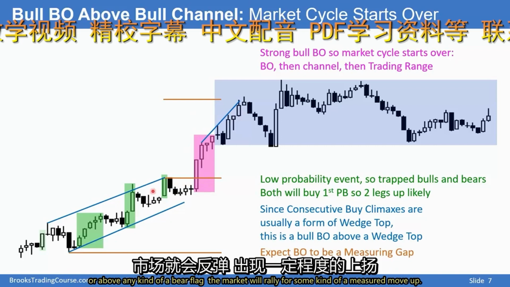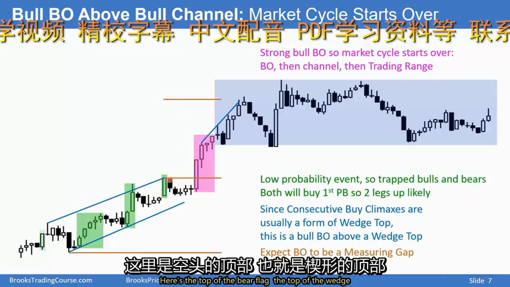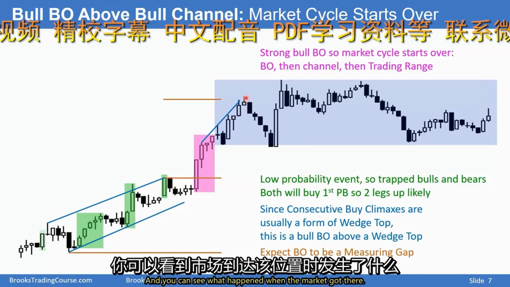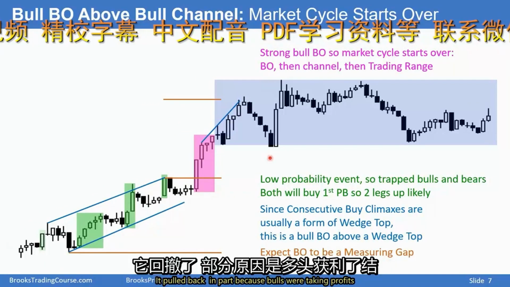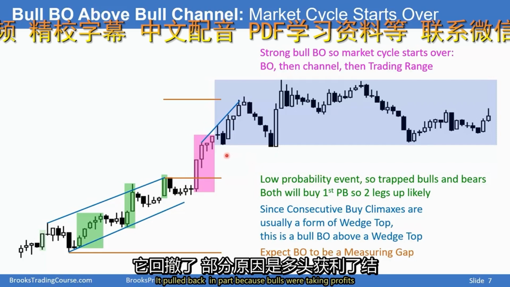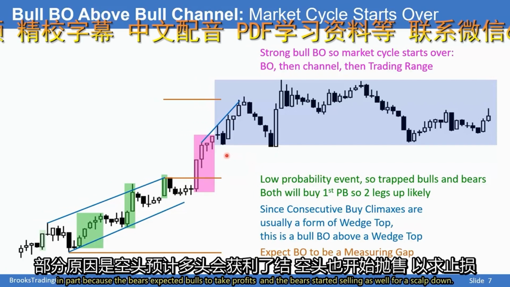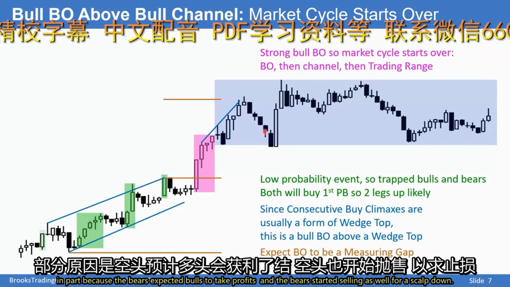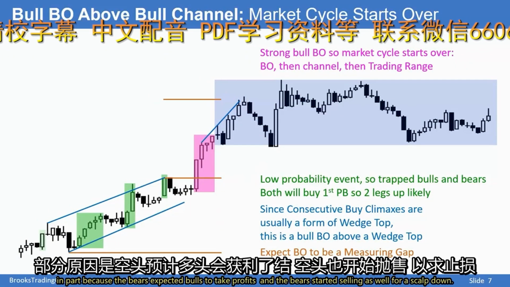Here's the top of the bear flag, the top of the wedge, and this is a measured move. And you can see what happened when the market got there. It pulled back, in part because bulls were taking profits, in part because the bears expected bulls to take profits, and the bears started selling as well for a scalp down.